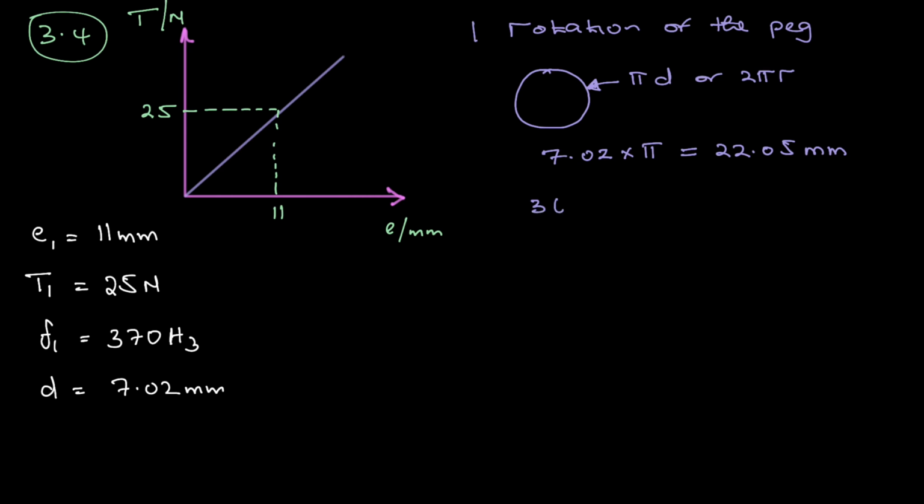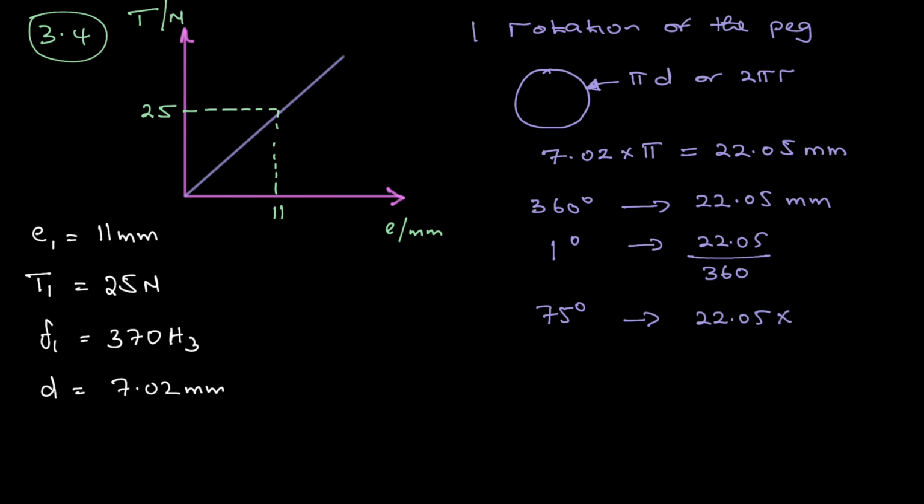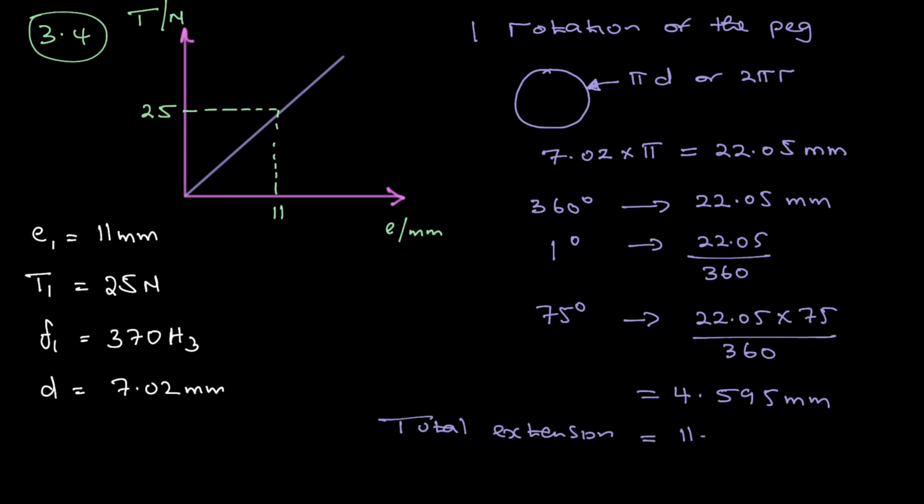So 360 degrees gave 22.05 millimeters. 1 degree we give 22.05 over 360, and for a 75 degree rotation that would be 22.05 times 75 over 360, and that gives 4.595 millimeters. So the total extension will be 11 plus 4.6, and that equals 15.6 millimeters.